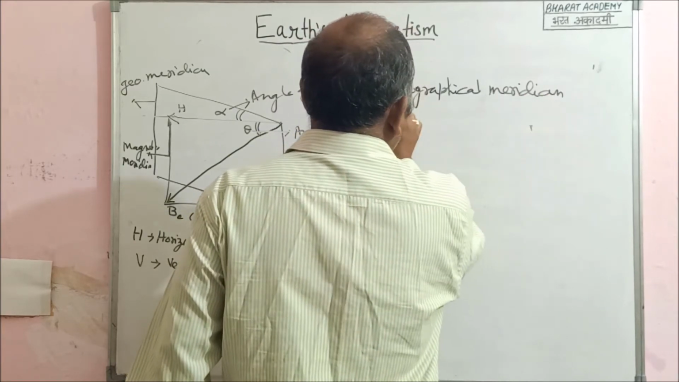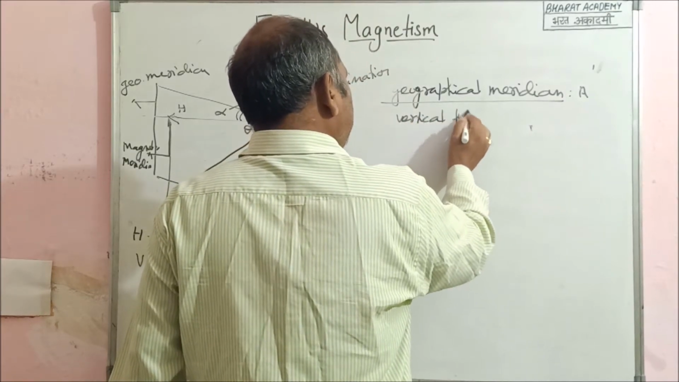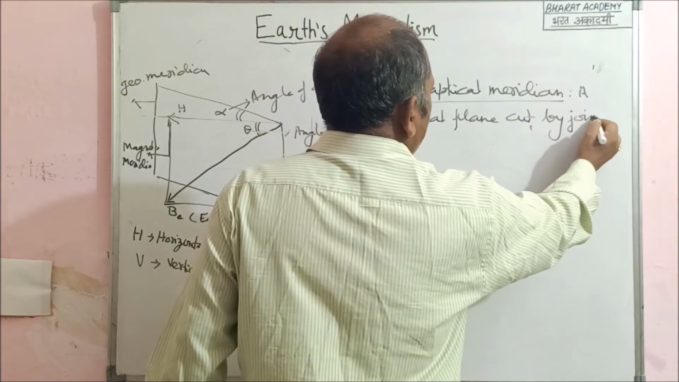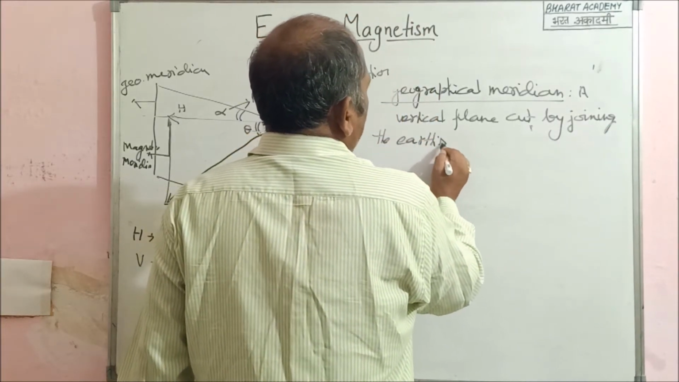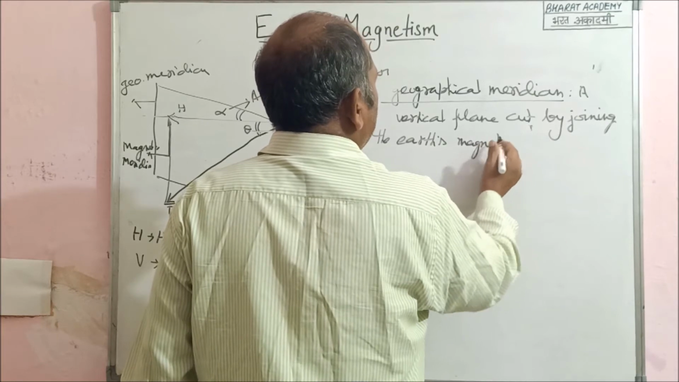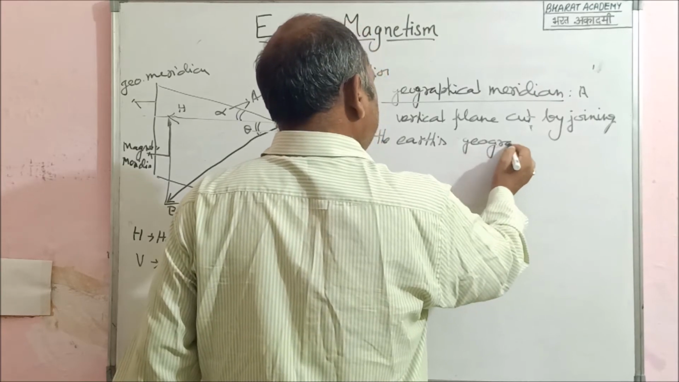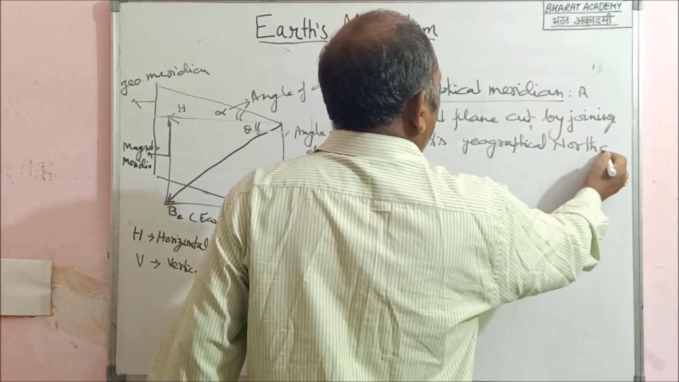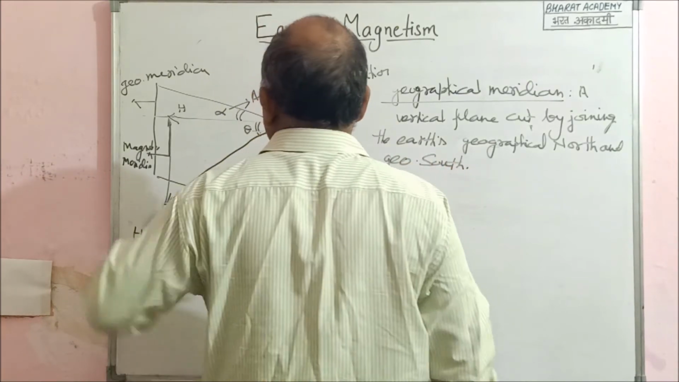First of all, the geographical meridian. What we have said: a vertical plane cut by joining the Earth's geographical north and geographical south, right? This plane.